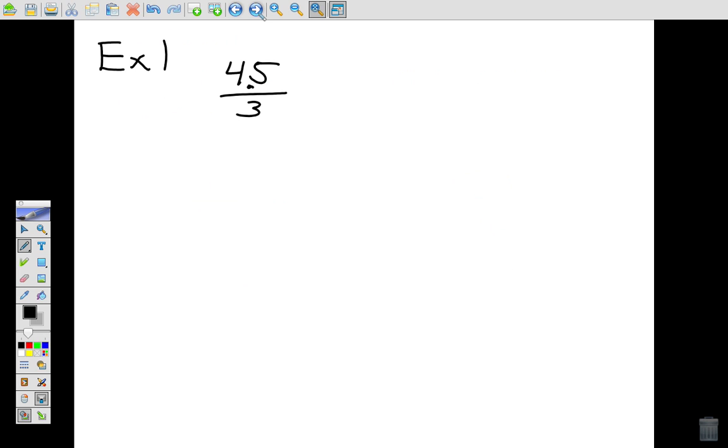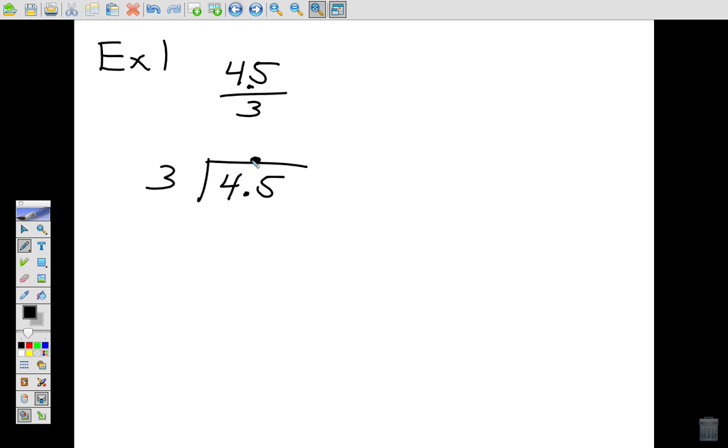So how do we do this? Let's take a look at example 1. Now, I'm using the division bar on this. So how do you take 4.5 and divide it by 3? Well, first of all, we write it in the traditional division way. So 4.5 divided by 3. And all you do to take a decimal divided by a whole number is you move the decimal straight up, and now we just divide like normal.